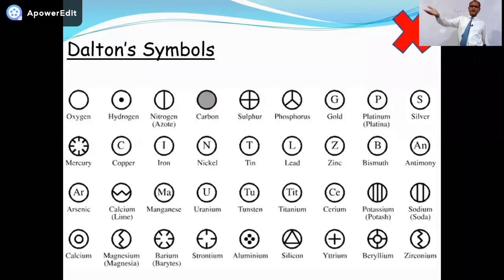Initially, Dalton used different kinds of symbols, not alphabetical symbols. Cross means none of your business. That's for info.